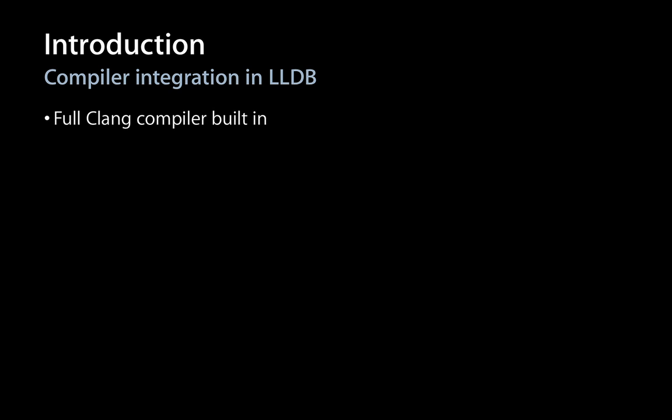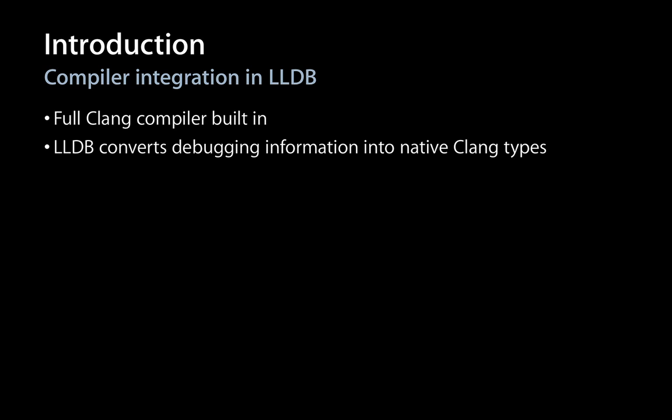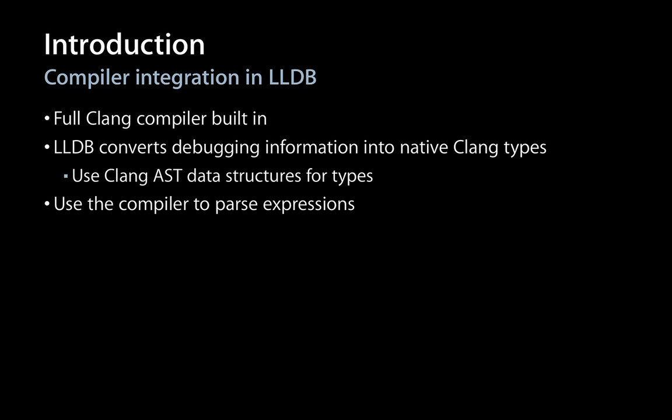And we just took a full copy of Clang and built it right into LLDB itself. Now that allows us to take the debug information and actually just translate it into the actual data types that the compiler would use, just as if it were compiling your code. So now, we didn't make up our own type system, but we have a type system that fully represents all the detail that's contained in your code. And it allows us to just use the compiler as our expression parser.